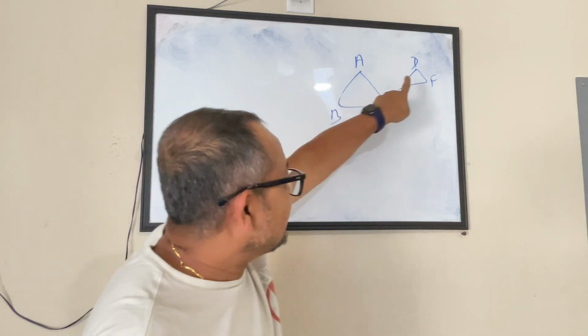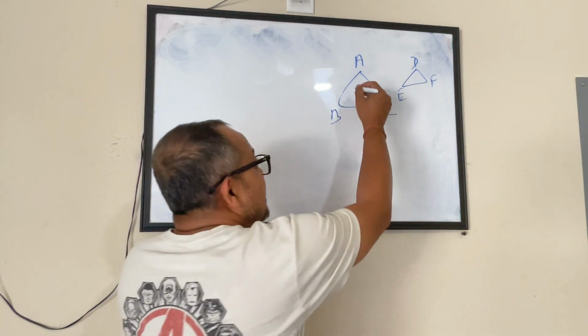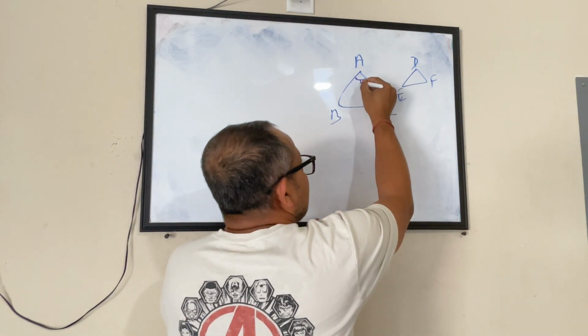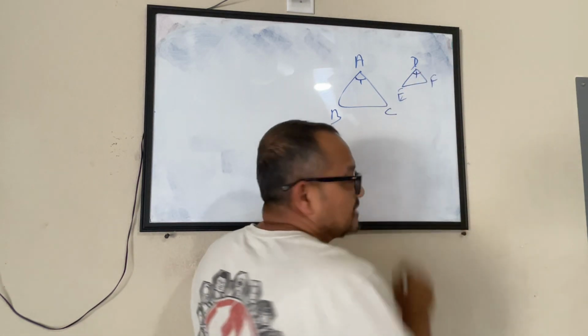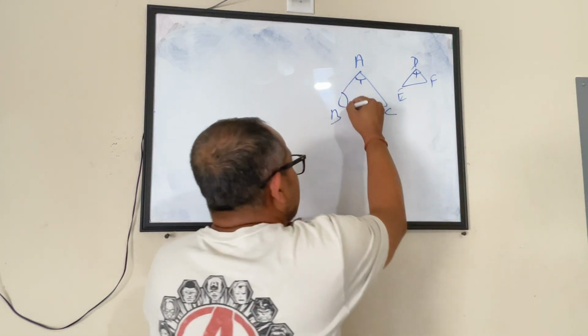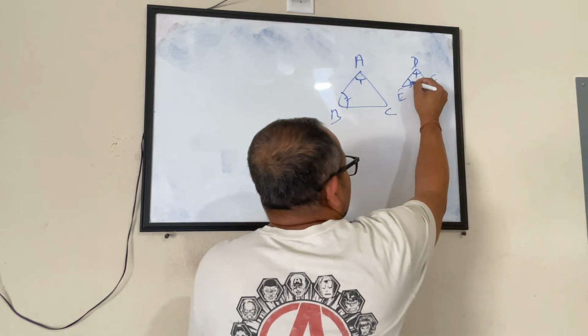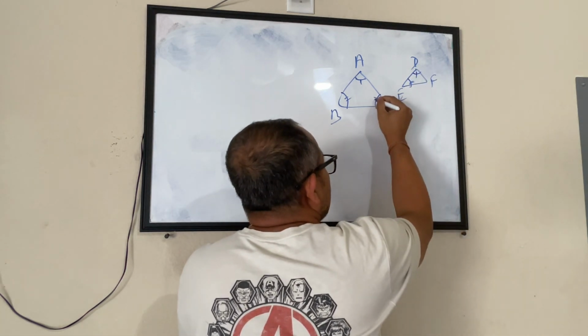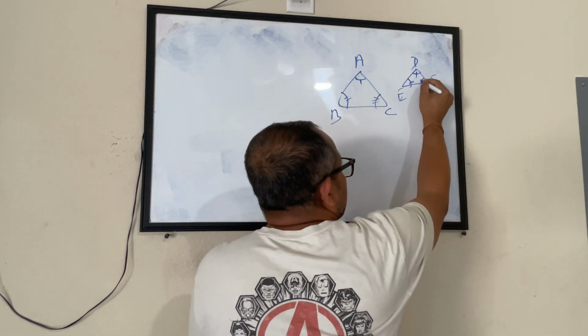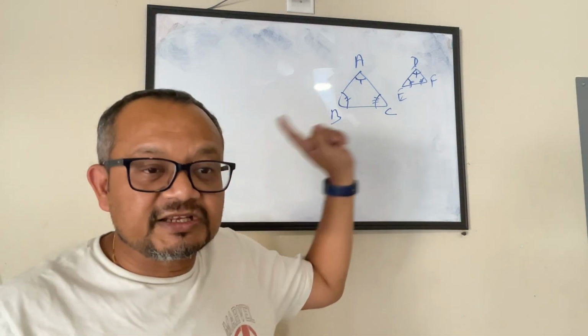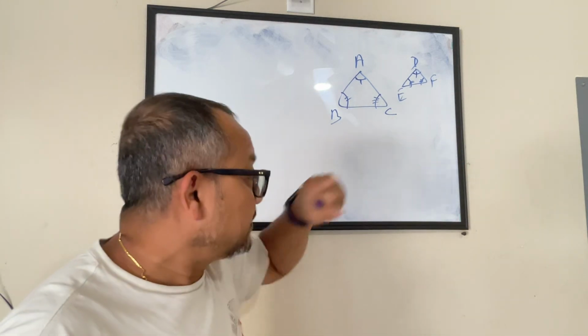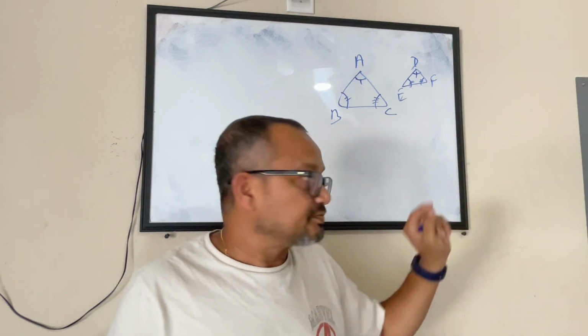Now, when I say these two triangles are similar, what I'm saying is, this angle is matching with this angle. This angle is matching with the second angle. This angle is matching with this angle. So that is the only reason I can claim these to be similar, even if they don't look alike.